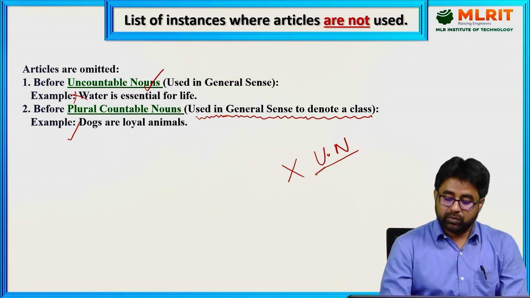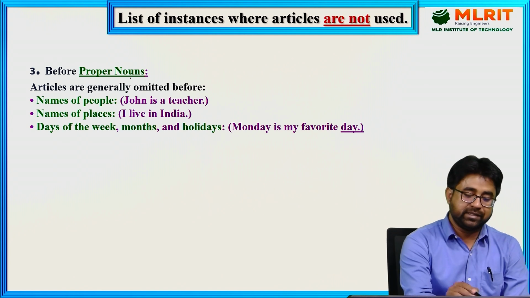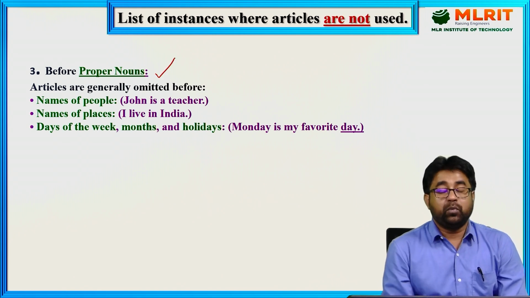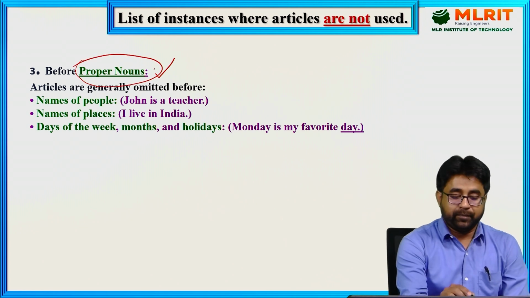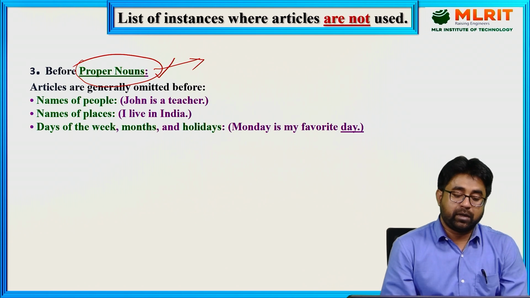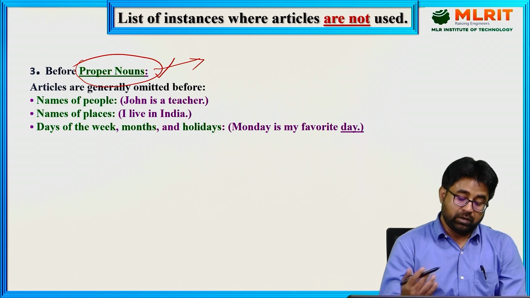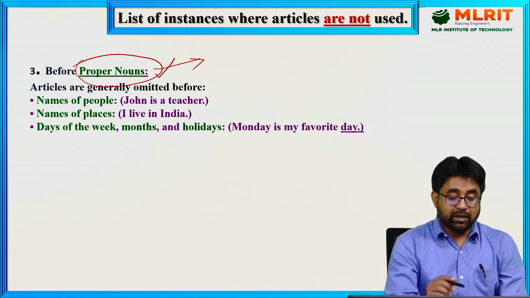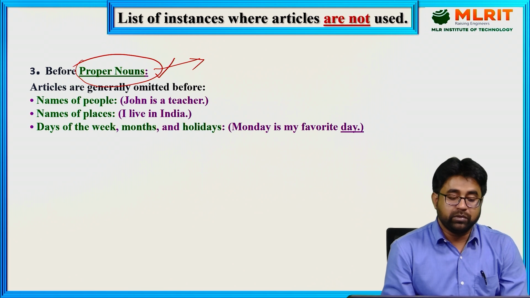Now let's move to the next slide and see the next instances. This is the third instance where we are not supposed to use any article. It is before proper nouns. If you go back and try to recollect what a proper noun is, a proper noun indicates a name. It can be the name of a person, it can also be the name of a place. These are proper nouns. Before proper nouns also, we generally do not use any article.